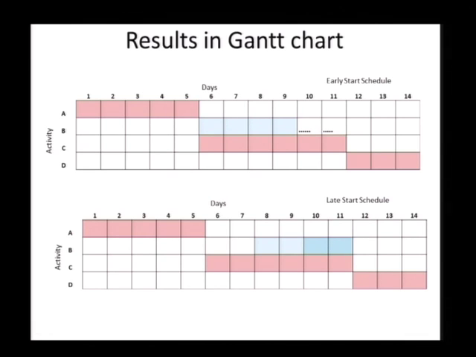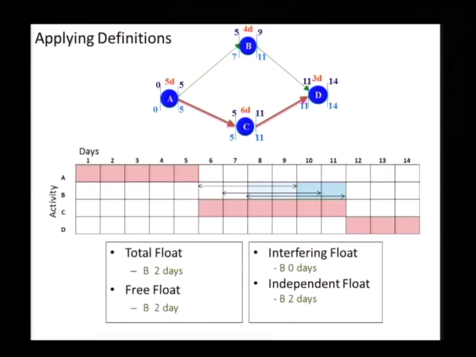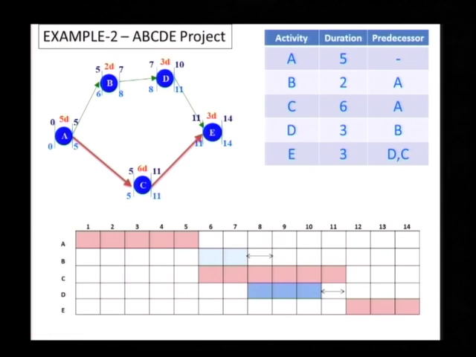Very simple example. Some of the more, what I would say, complex issues of float are not coming out here. So let us take a slightly more complicated example. So this is the result which we have just discussed. However we move it, this is the end we can move. So we have 2 days of total float, 2 days of free float, no interfering float, and 2 days of independent float.